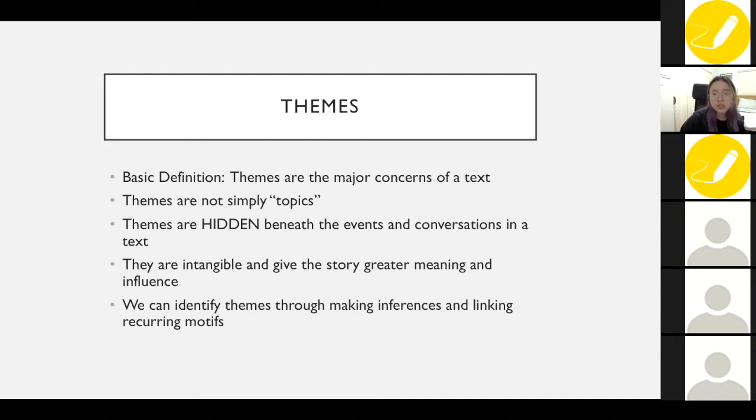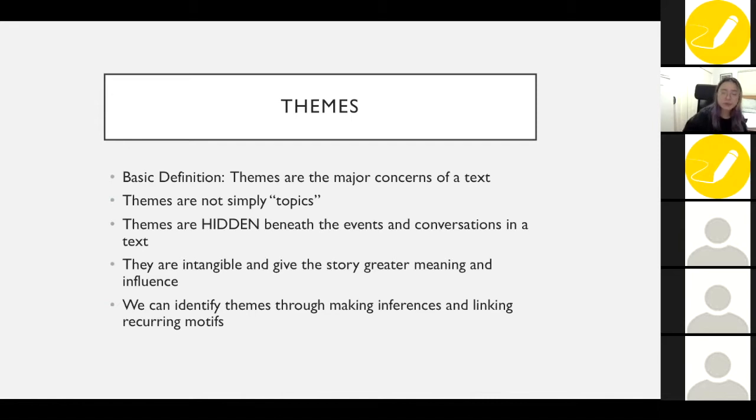But subconsciously, as we're reading a story, we will realize things that occur often. Some sort of ideas that run throughout the story, some kind of character traits, those make up our theme. So themes tend to be intangible. So think about our abstract nouns, and they give the story greater meaning and influence.